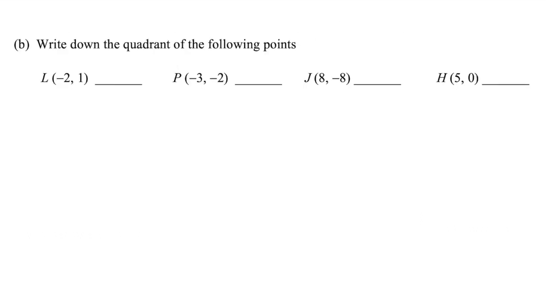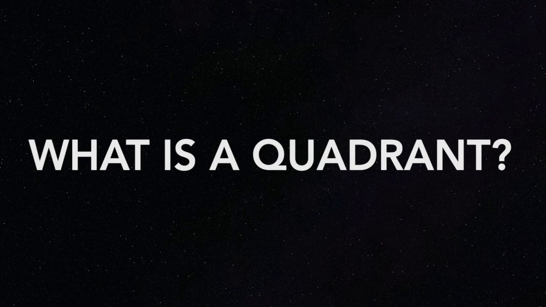Question number 1, letter B. Write down the quadrant of the following points. Point L with coordinates negative 2 and positive 1. Point P with coordinates negative 3, negative 2. Point J with coordinates 8 and negative 8. And point H with coordinates 5 and 0. But what is a quadrant?